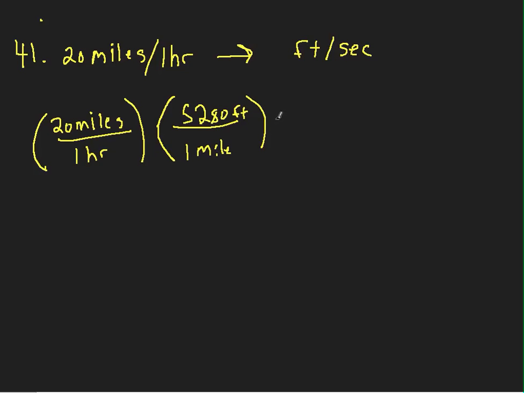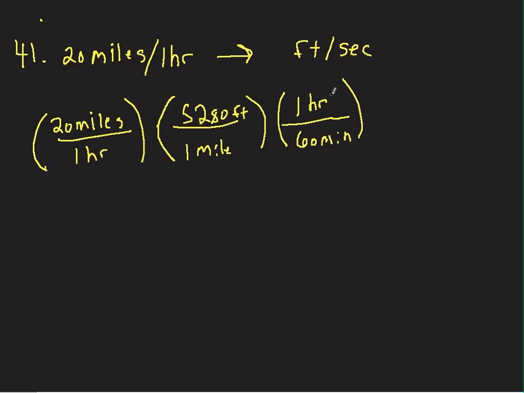But we're not done yet, right? Because we want it in feet per second, not feet per hour. So we need to set up a couple more ratios. So let's work with the hours. I know that in 1 hour there are 60 minutes. Now you could go directly to seconds with this ratio, but for me it's easier to go to minutes and then go to seconds. So I know in 1 hour there are 60 minutes.